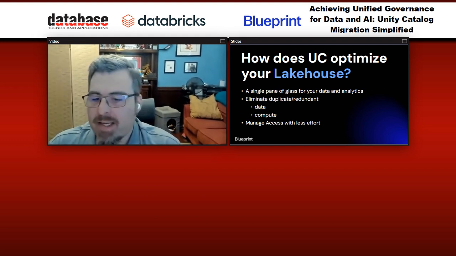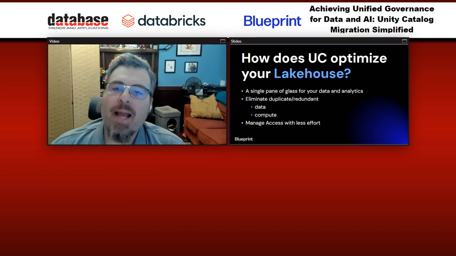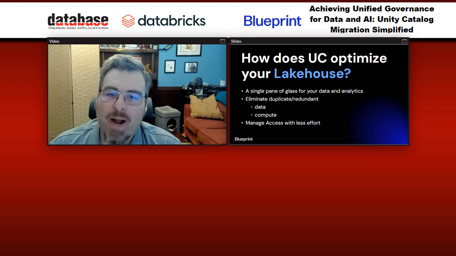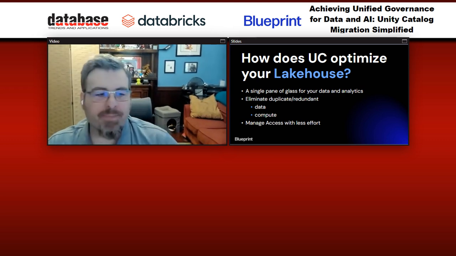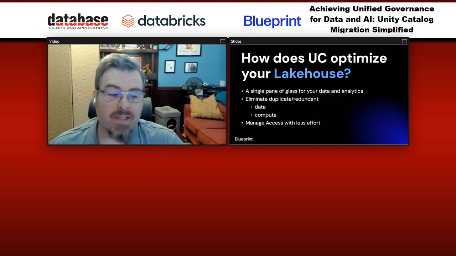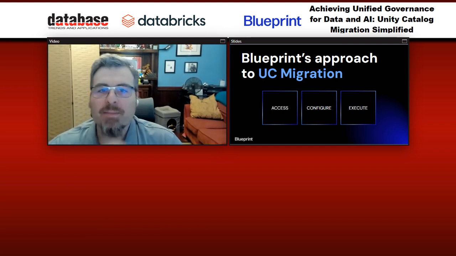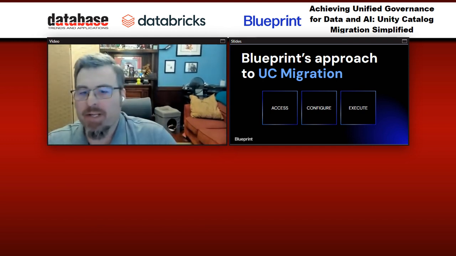And finally, Keaton did a great job talking about how easy it is to manage who has access to what, whether they're inside your org or outside your org. That single pane of glass lets you control access to your data in very granular ways. So these are all the reasons that we usually encourage our customers to adopt Unity Catalog. And now, how do we actually get you there?